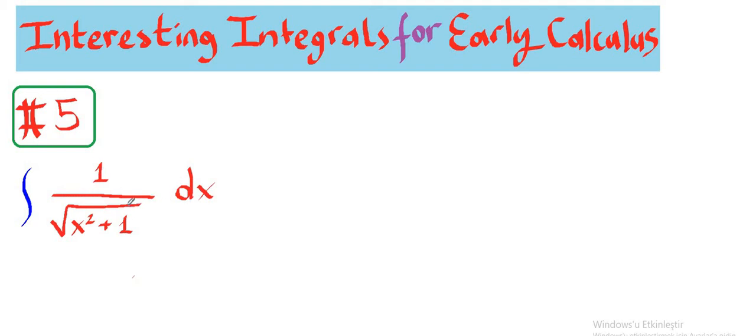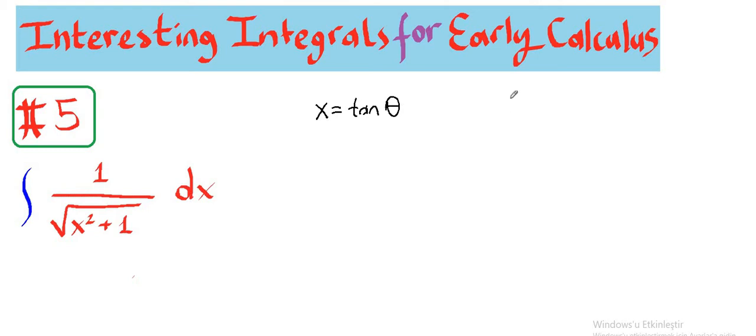Here we're going to integrate 1 over the square root of x squared plus 1. Your u substitution attempt will not work here, unfortunately. So we're going to use tangent theta substitution. So let x be equal to tangent theta.